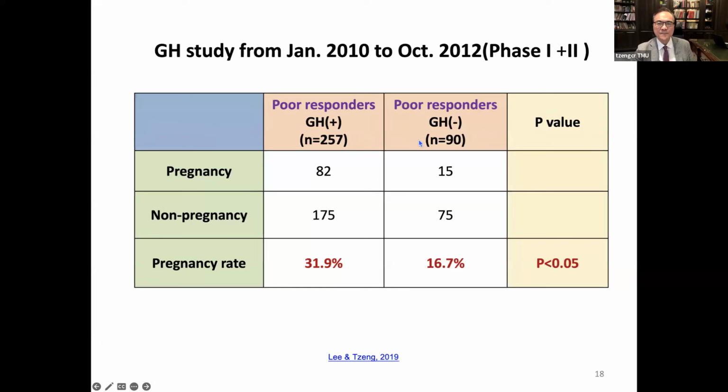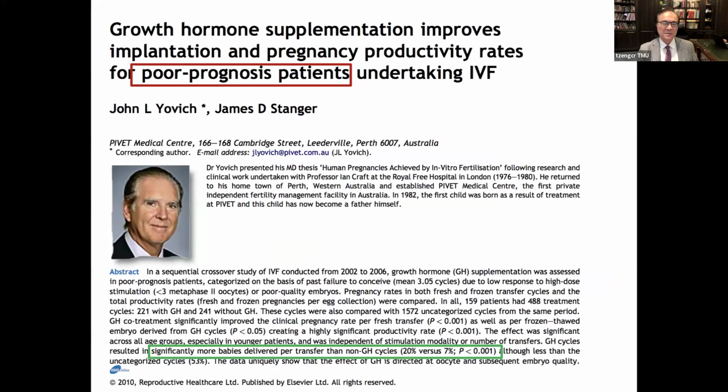And then you can see this for poor responder versus poor responders, you can see almost double pregnancy rate in all age group. And then we review the articles. I see my good friend John Yovich from Australia, he also published a paper in RBM Online, the growth hormone supplementation in poor responders, they can achieve significant more babies delivered per transfer than control group. You can see 20% versus 7%. So that's significant. So again, his findings very similar with us.